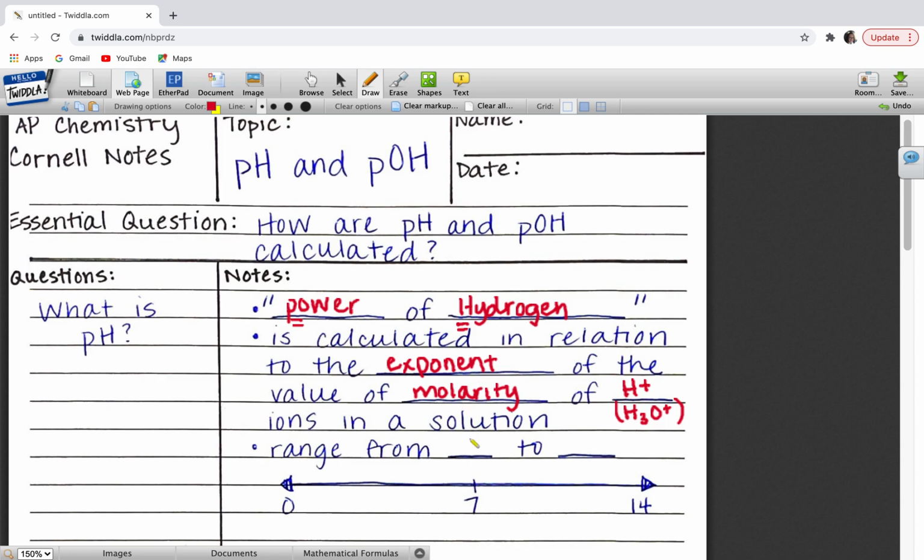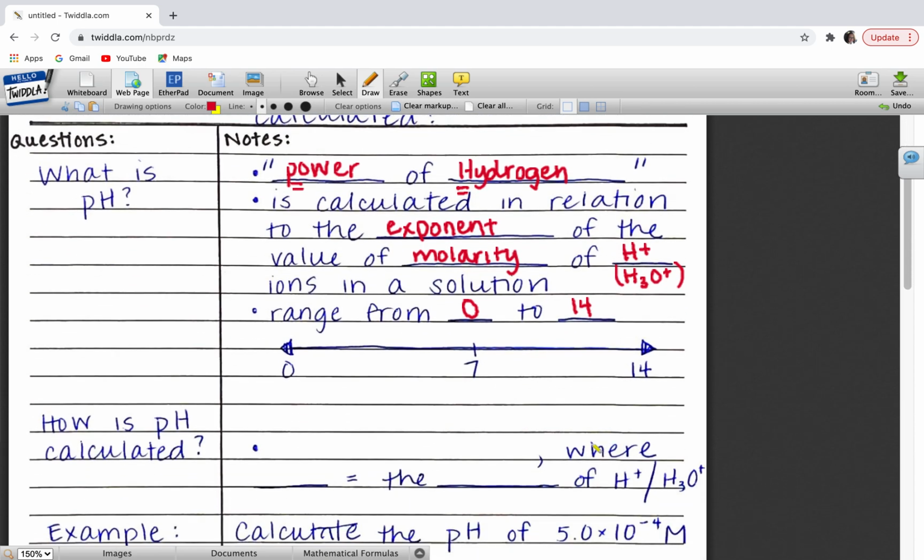So you've probably heard of the pH scale. The pH scale ranges from 0 to 14, so all of your pH values should be in that range. Right in the middle of the pH scale is the value 7. That represents a neutral solution. In a neutral solution, we have an equal amount of hydrogen ions, aka acidic parts, and hydroxide ions, aka basic parts. When those two concentrations are equal, we have a neutral solution, and the pH calculated for that solution is going to be 7.